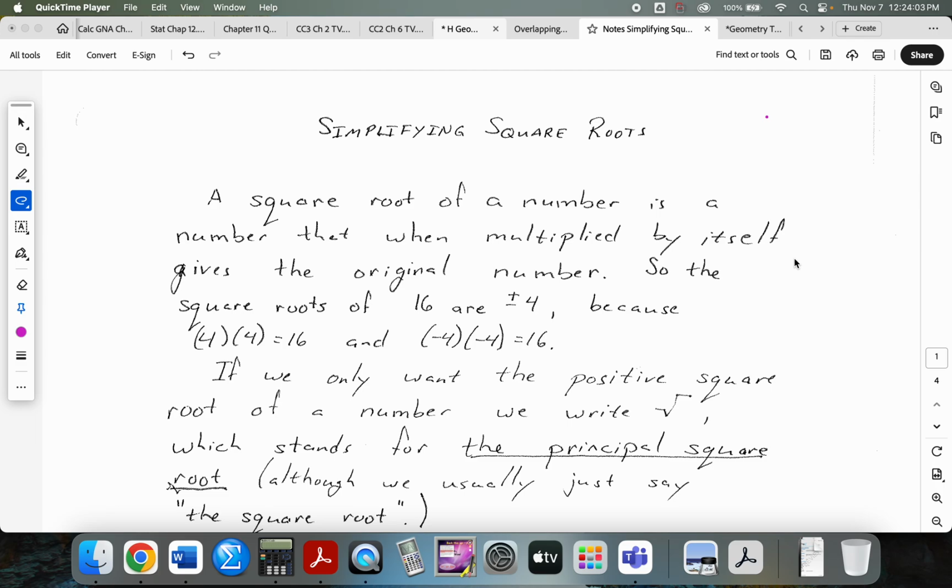If we only want the positive square root of a number, we use this sign, which is the radical sign. That is a radical sign.